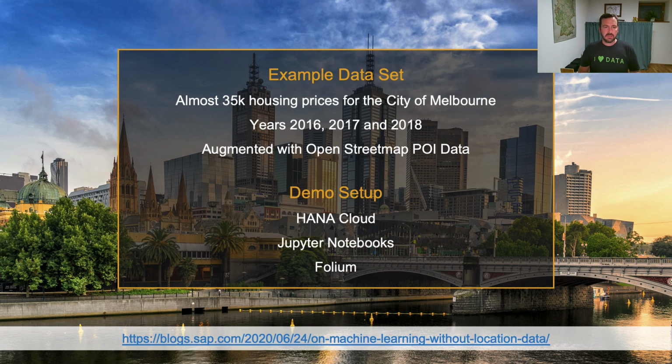So I took an example data set, which you find online with almost 35,000 housing prices for the city of Melbourne from years 2016, 2017, and 2018. I augmented that data with OpenStreetMap point of interest data to understand the neighborhoods of the different house listings. And for the demo setup, I used the HANA Cloud trial instance. I used Jupyter Notebooks for interacting with that instance, and I used Folium for visualization. If you want to read that all instead of watching the video, you can also visit my blog, which you see linked down there.